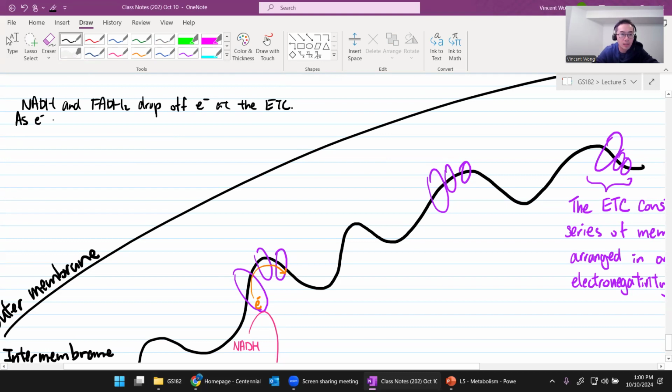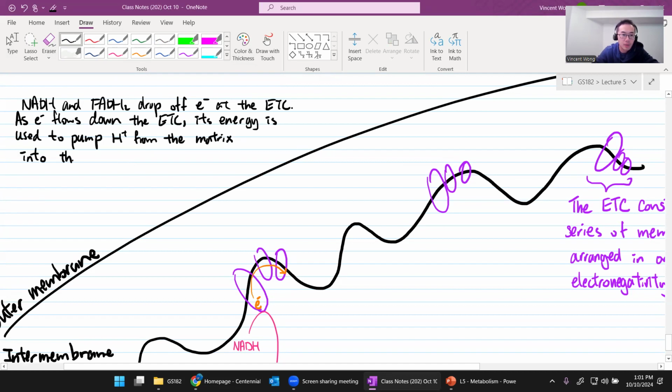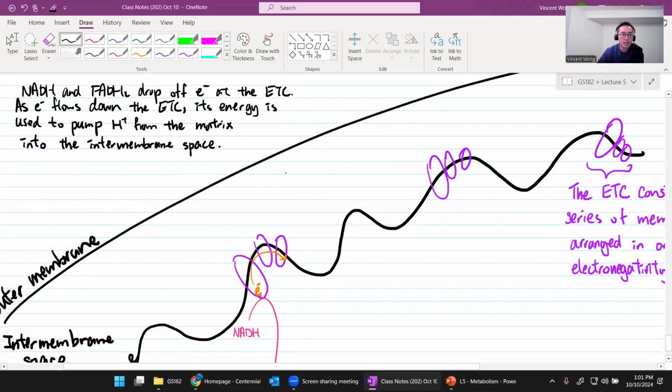As electron flows down the ETC, its energy, the electron's energy, is used to pump H plus from the matrix into the intermembrane space. Right. So let me explain first, and then I'll give you some time to copy.